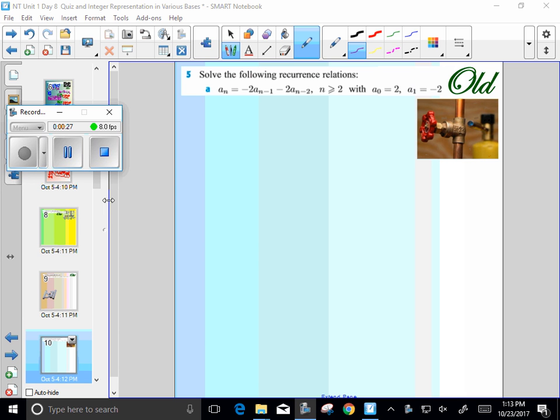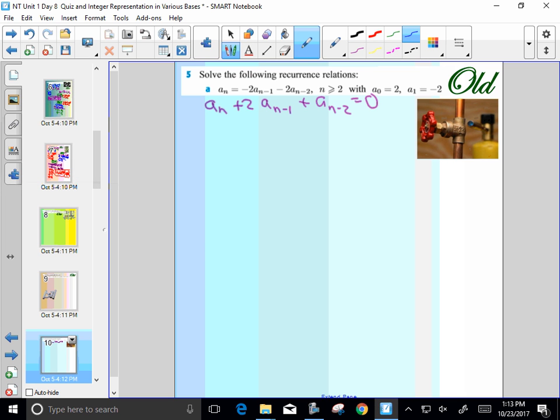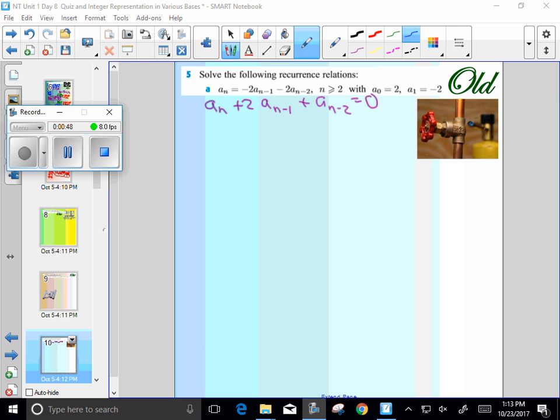This one is going to have a complex, and I'm going to show you how to deal with it. It's going to be a little ugly, but you're going to be fine. First thing, put everything on one side. All right, so no problem.